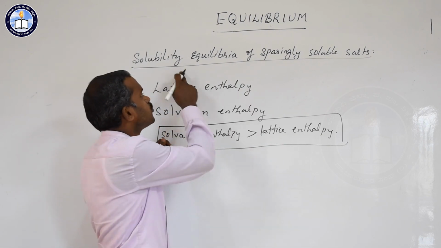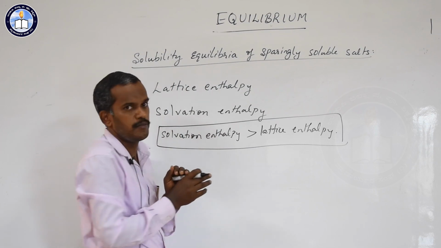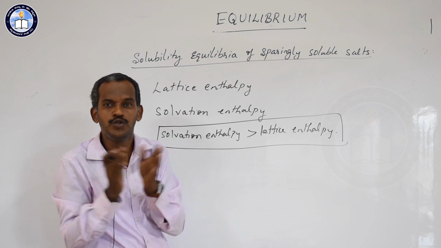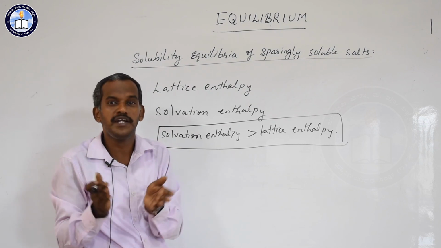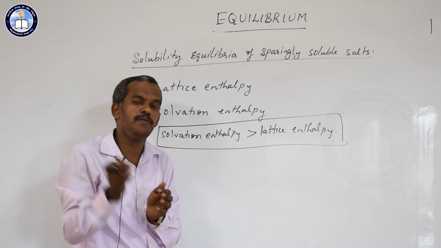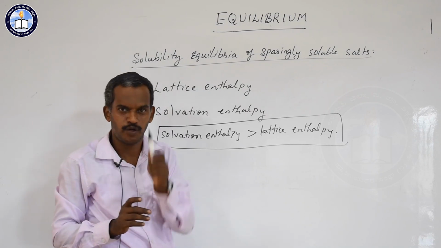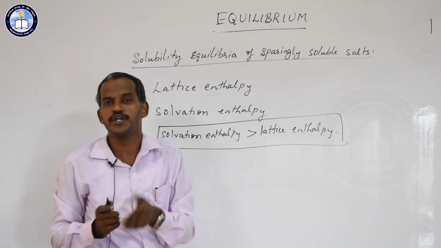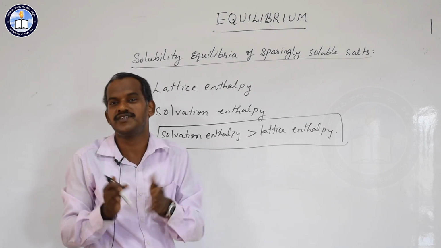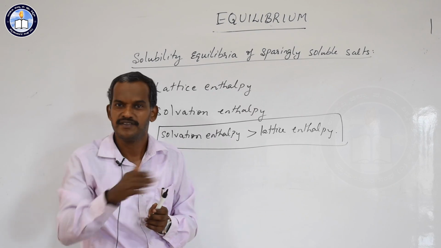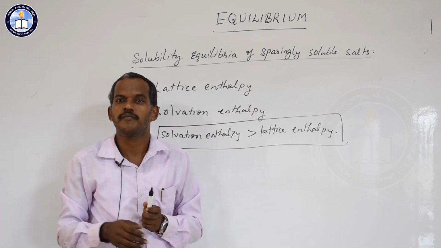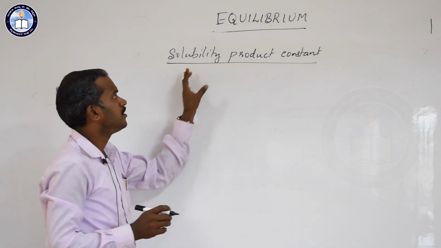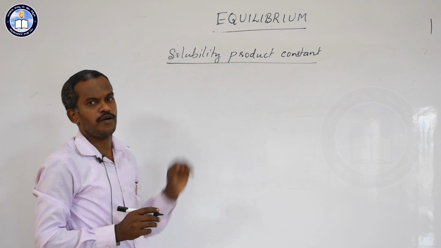So that is about solubility equilibria of a sparingly soluble salt. Here you have to understand a constant that we usually call the solubility product, or solubility product constant. So first try to understand the basic thing: the nature of the solvent and the lattice enthalpy of the solute decide the dissolution, or forming a solution. Now let me continue with the solubility product constant.